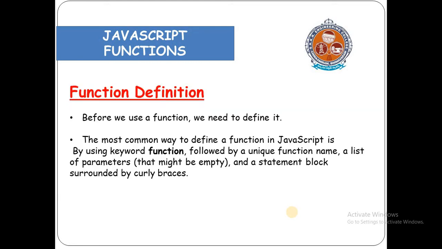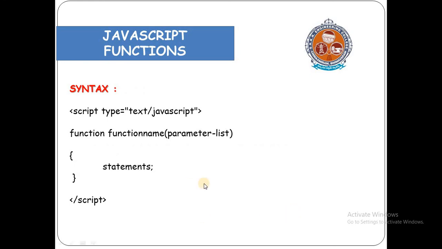The first one is defining the function. The first step is to define the function before we use it. The most common way to define a function in JavaScript is to use the reserved word function, followed by a unique function name, like function space your name. It will have some parameters, and within the function we will have a block of statements surrounded by curly braces. So let's see the syntax.